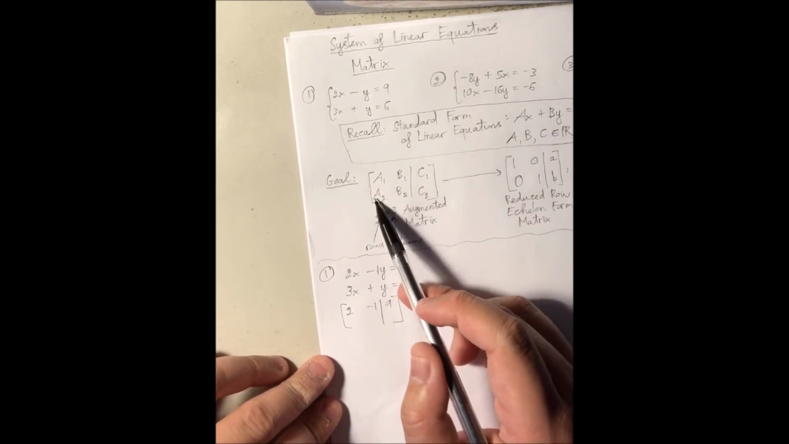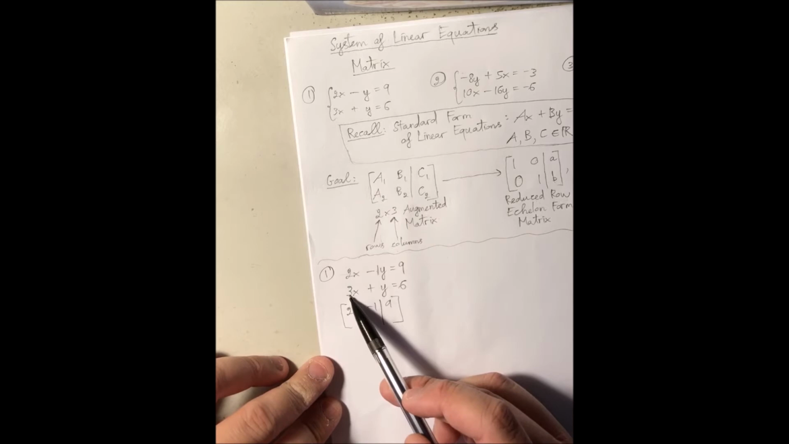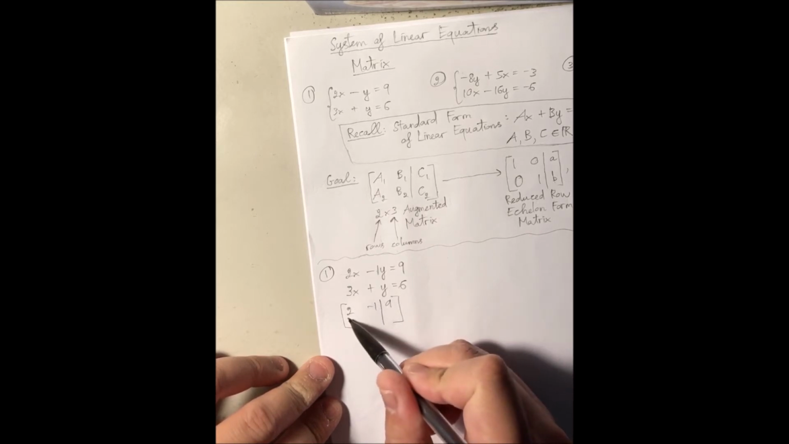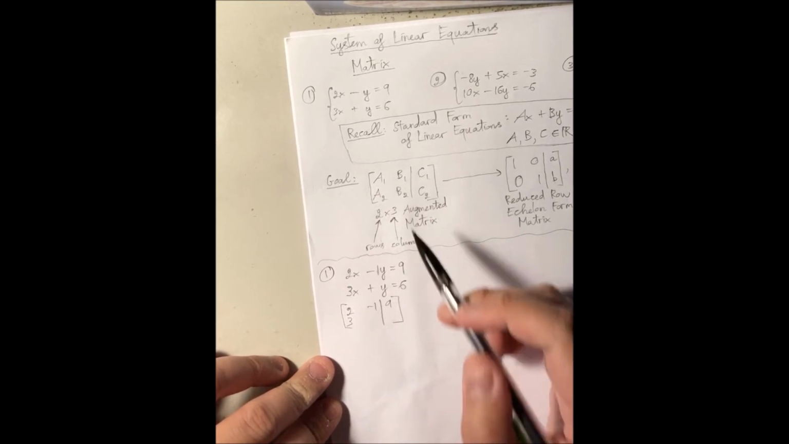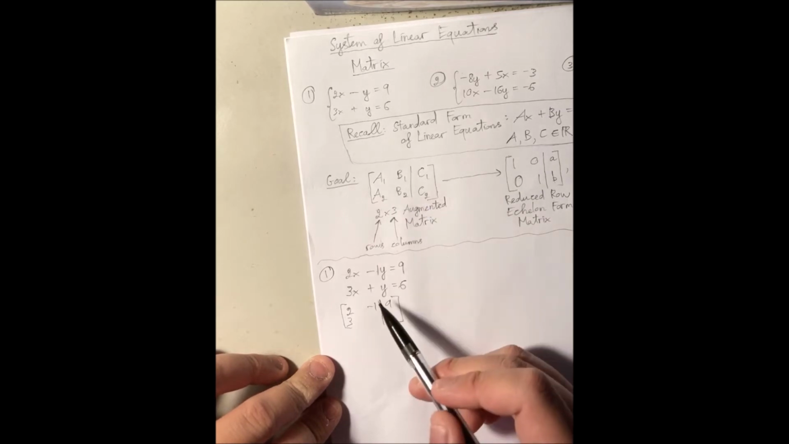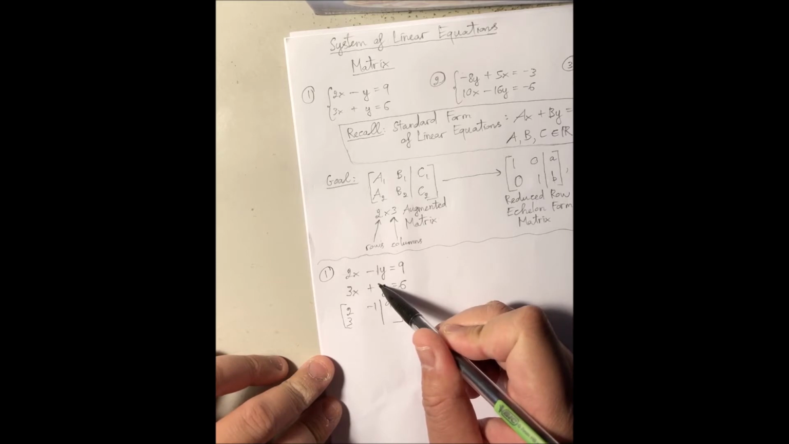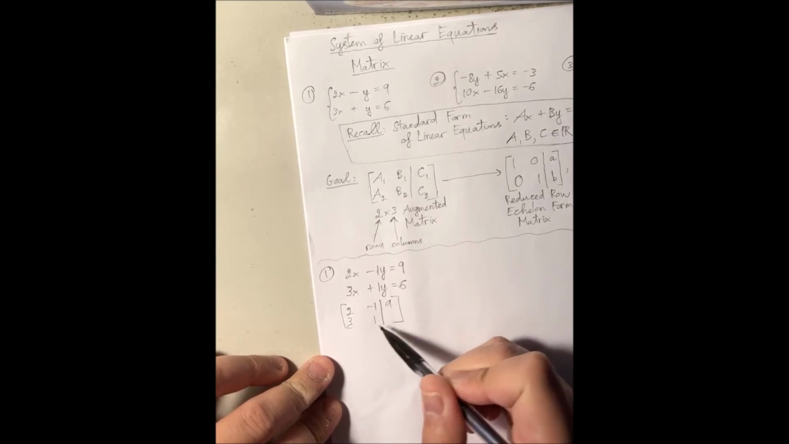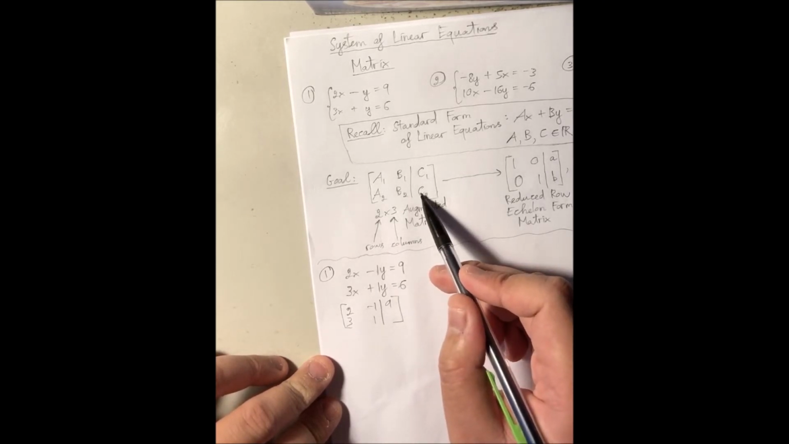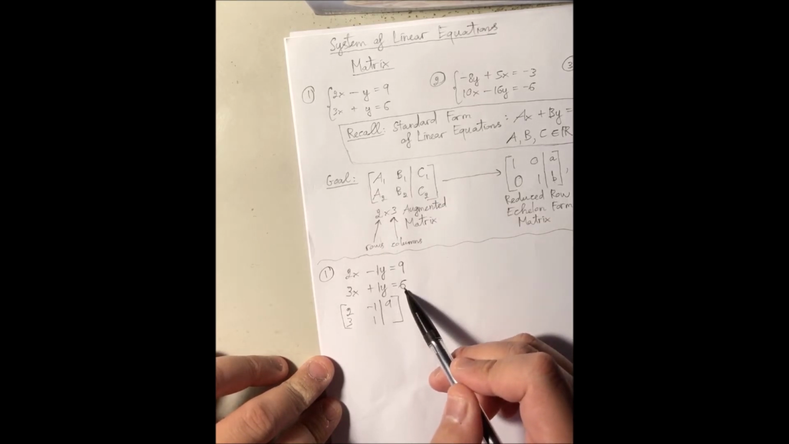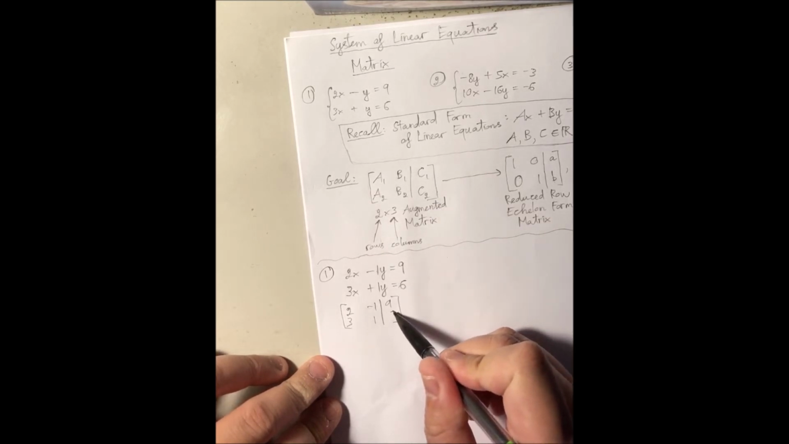Now for the second equation, capital A subscript 2 is the coefficient 3 that goes with the x in the second equation. Capital B subscript 2 is the coefficient that goes with the y in the second equation. Well, that's the invisible positive 1. So B sub 2 is 1. So capital C subscript 2 is just a positive 6.